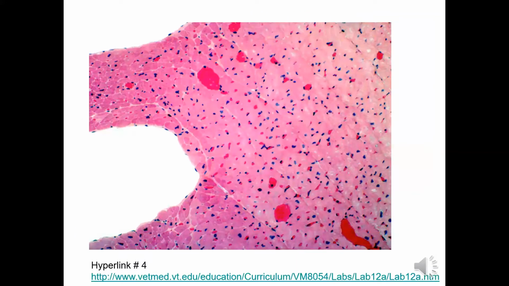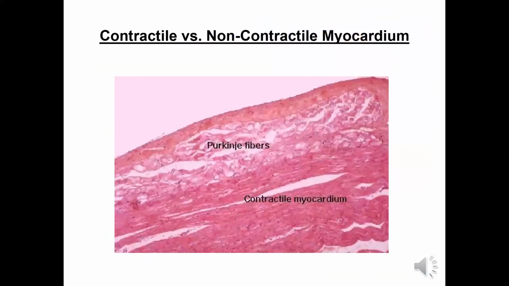This is a tough one. Again, this is a cross section. I would never ask you. This is a good one, just to get a look at the difference between the contractile cells, which is muscle. It's cardiac muscle, right? Contains actin and myosin.